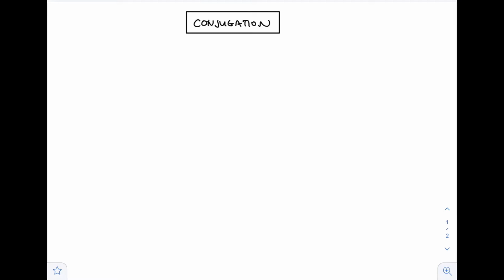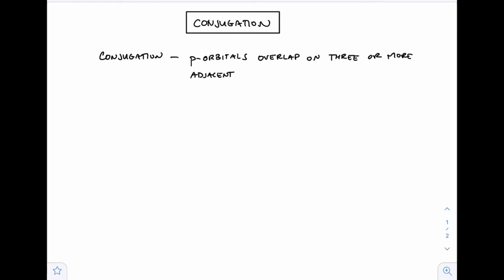All right, so this video is going to be on conjugation as well as resonance and a lot of information associated with it. So we've done this already, but by definition, conjugation, as a reminder, is when we have p orbitals that overlap on 3 or more adjacent atoms. Okay, so we've seen this before.